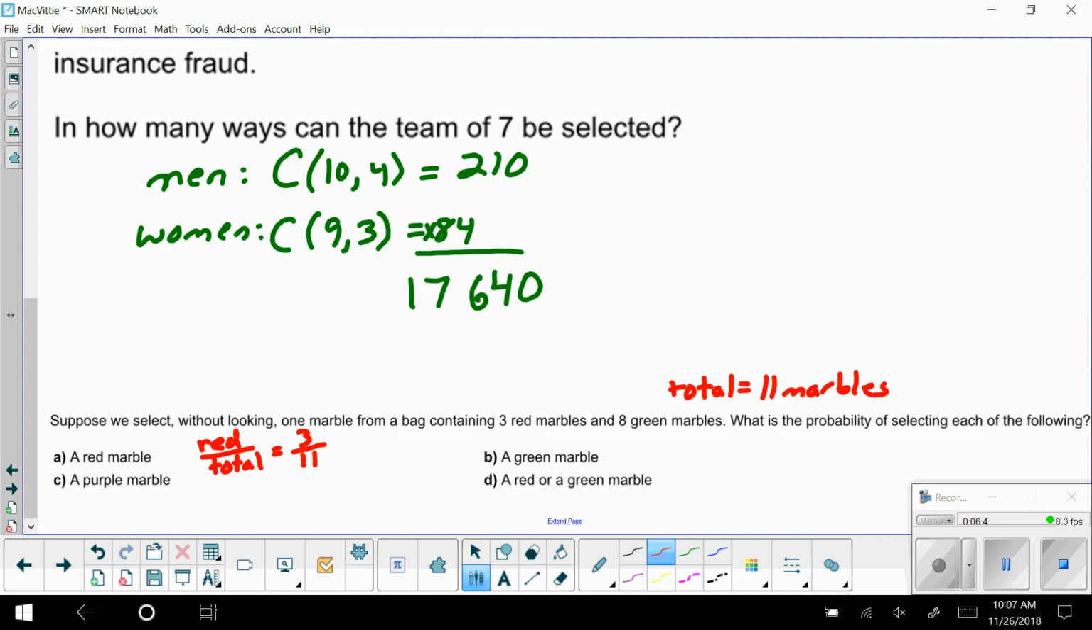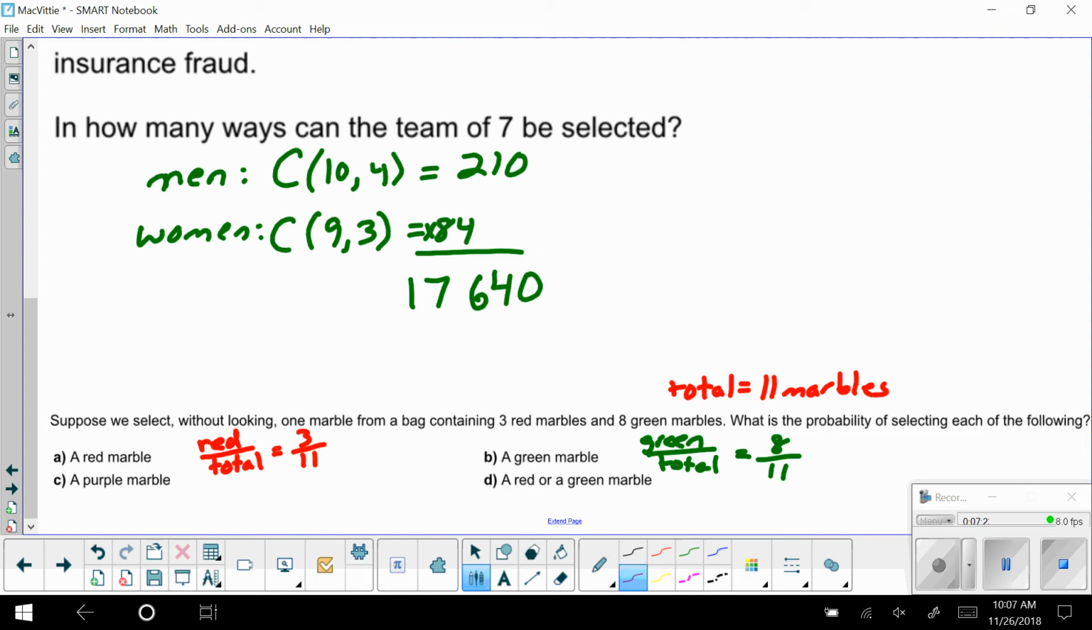Now, if the professor wants that as a percentage, you just do 3 divided by 11 times 100%. Or if your professor wants it as a decimal, you just do 3 divided by 11. But 3 to 11 is a perfectly proper notation for the probability because it is a value between 0 and 1. So then probability of a green marble, I want green out of the total possible events. Well, there are 8 green marbles to 11 total marbles. So the probability of a green is 8 to 11.